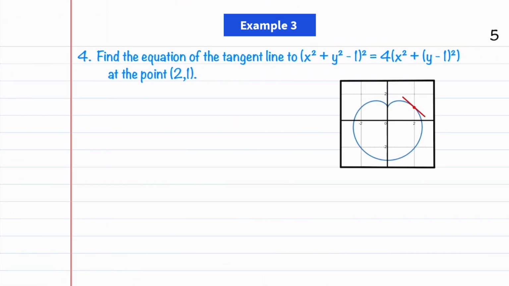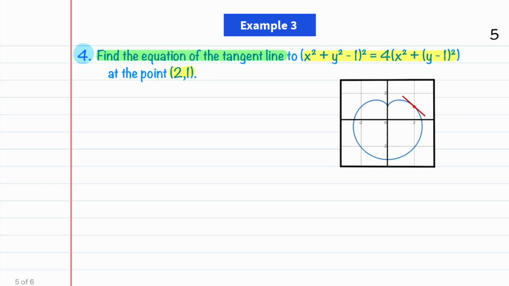We're now going to look at a different type of problem. For this problem, we are going to find the equation of the tangent line to this curve at the point 2, 1. This curve is called a cardioid because it's shaped like a heart. And what we're doing, if you look down here at our graph, is finding the equation of the tangent line of this curve at this point right there.